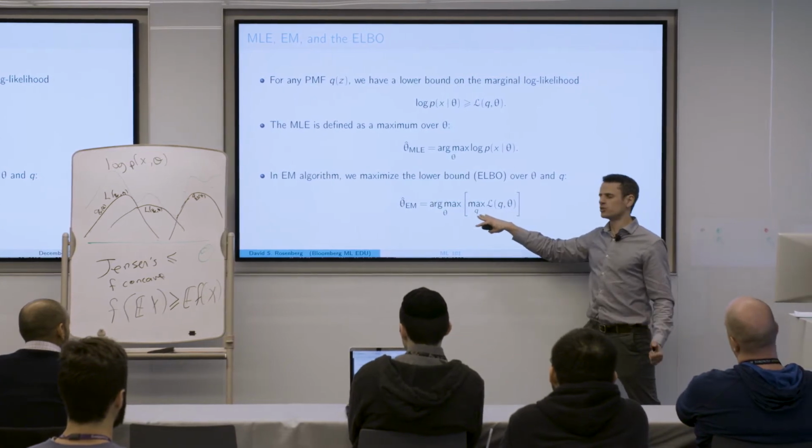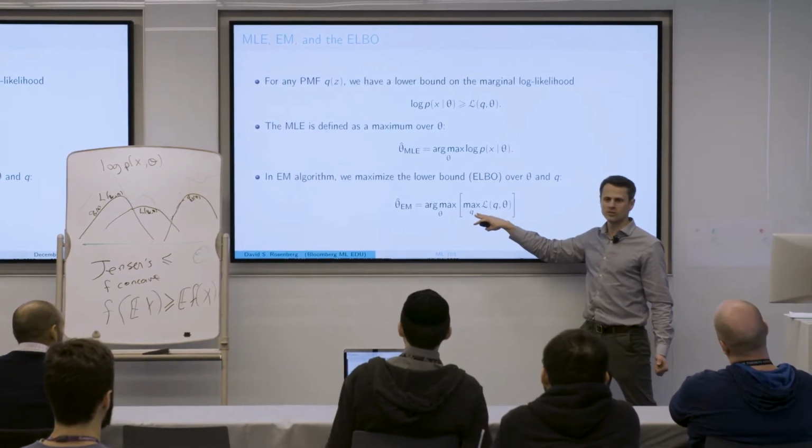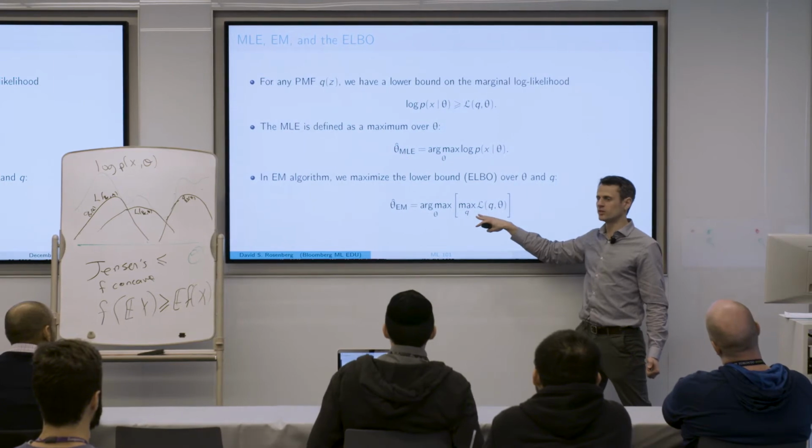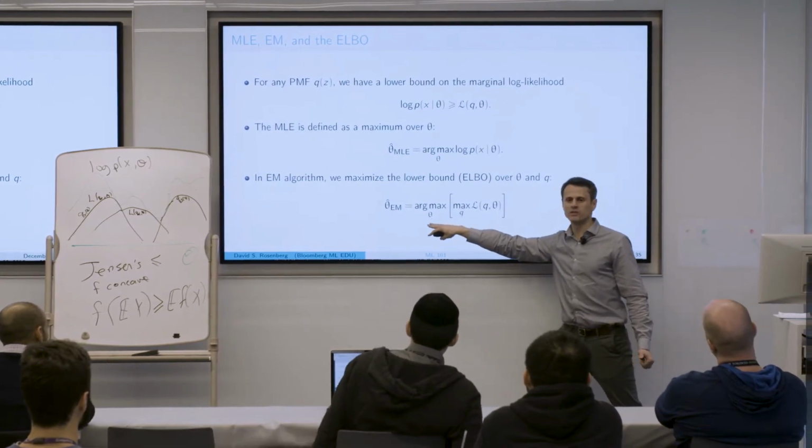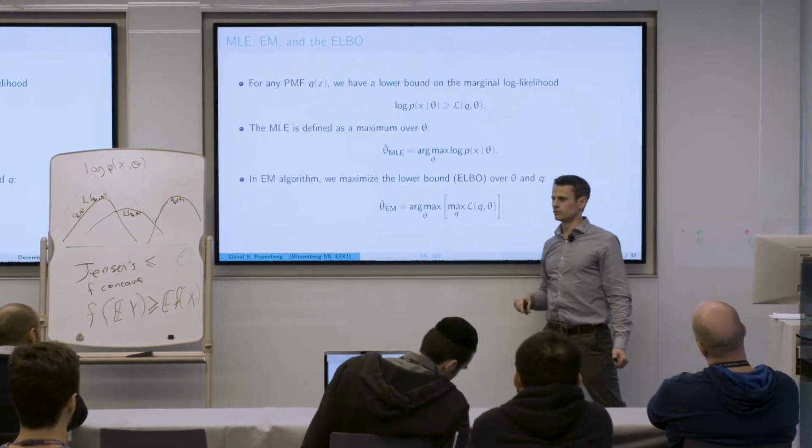We don't actually care about q, so we're not taking the argmax over q. We're just maximizing over q because we don't really care about it. But we're taking the argmax over theta for the maximum over q.